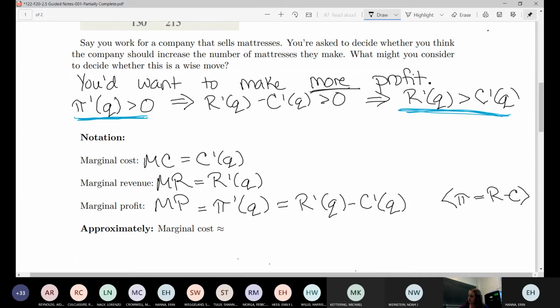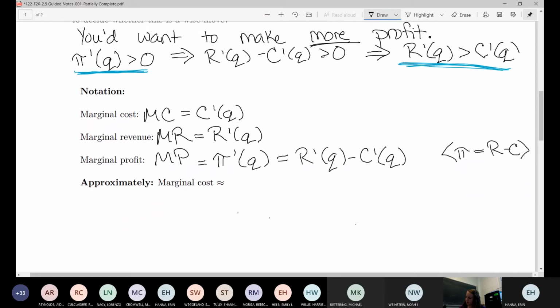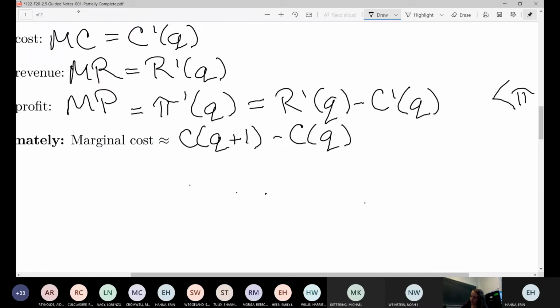Okay. So now approximately down at the very bottom, let me scroll down a tiny bit. Approximately marginal cost, or revenue, or profit, to change the symbols. Marginal cost would be approximately equal to C of Q plus 1 minus C of Q.